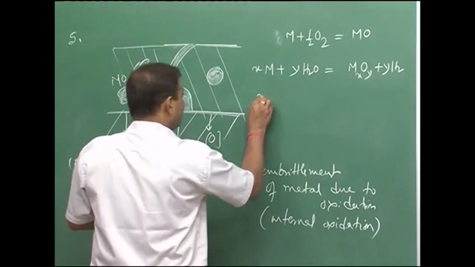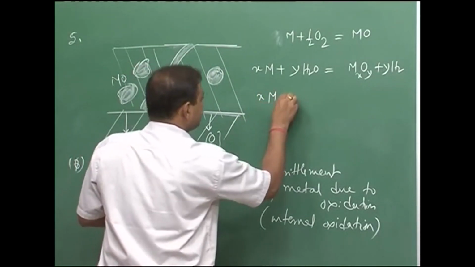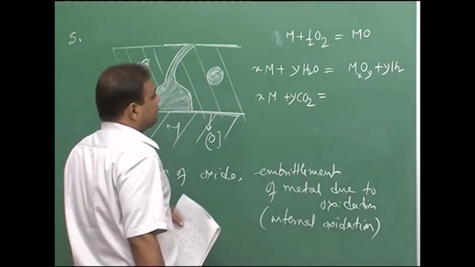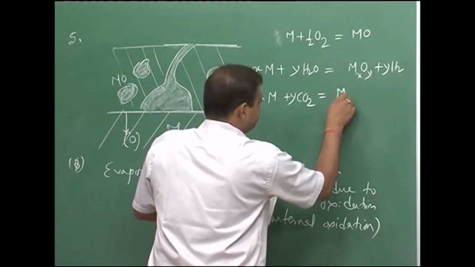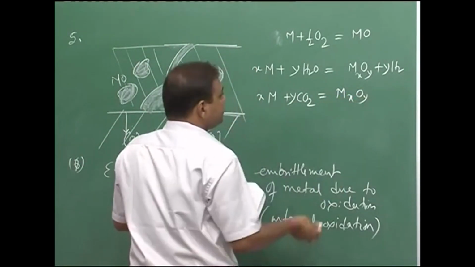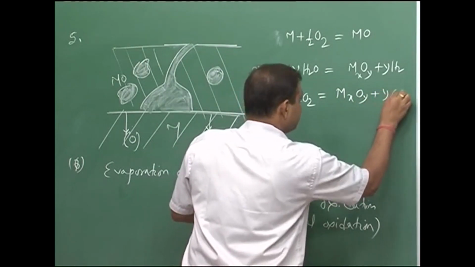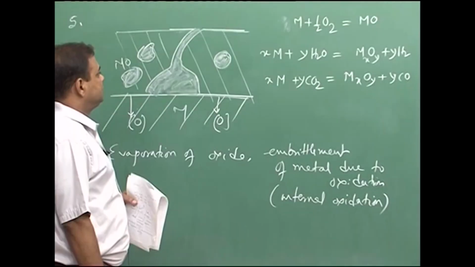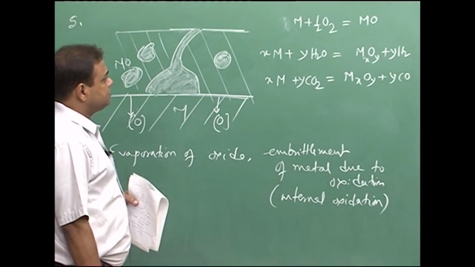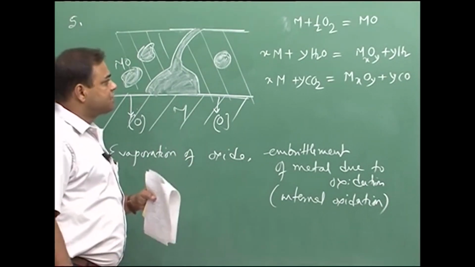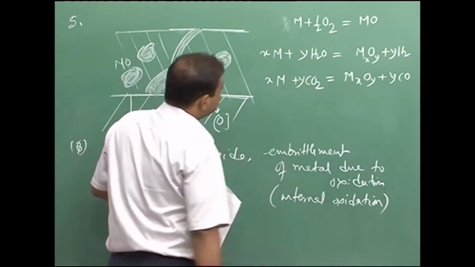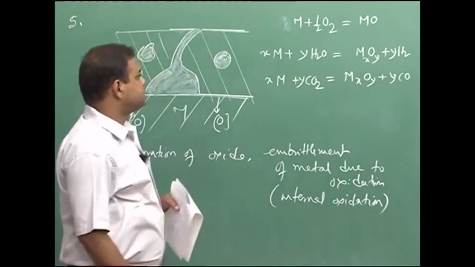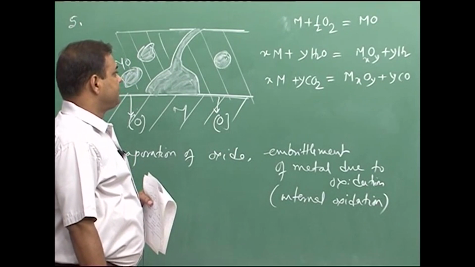Then we can also have oxidation of metal due to the presence of CO2. Again, this is my general balance: xM plus yCO2 gives MxOy plus yCO. So, these are the reactions that could be possible during oxidation, either due to the presence of oxygen gas, or water vapor, or CO2. These are the common reactions encountered during oxidation of metal.